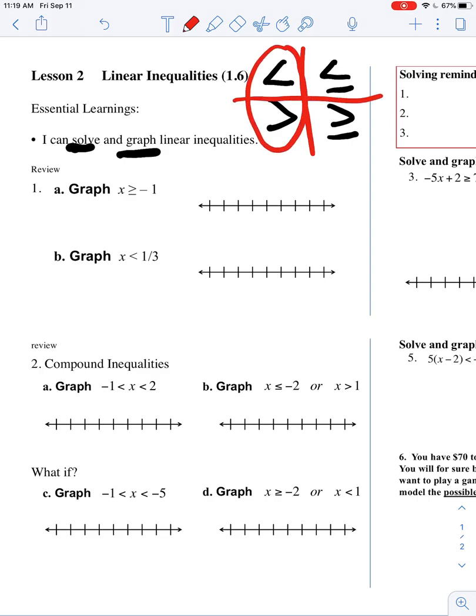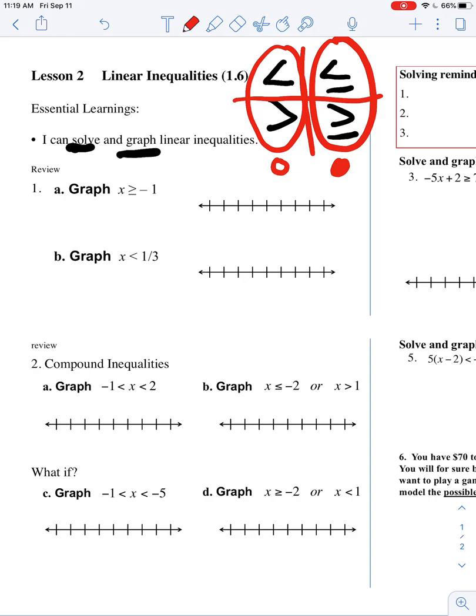These guys who do not have the line under them are not inclusive, and that means they don't actually include the value where your arrow will start. So you indicate that with an open circle, meaning you can go right up to that value but not actually use it. These bad boys have an inclusive line under them. It's less than or equal to, greater than or equal to, and so you'll indicate those with filled in circles. This is not earth-shaking information.